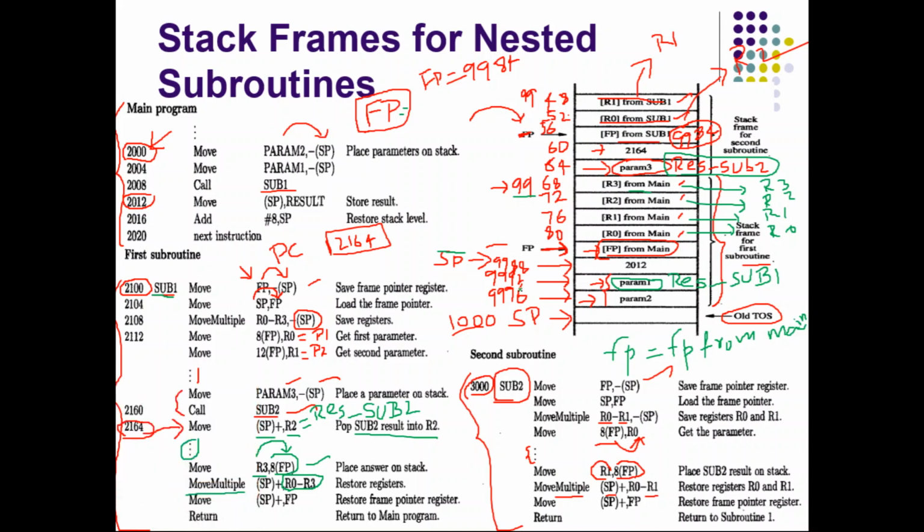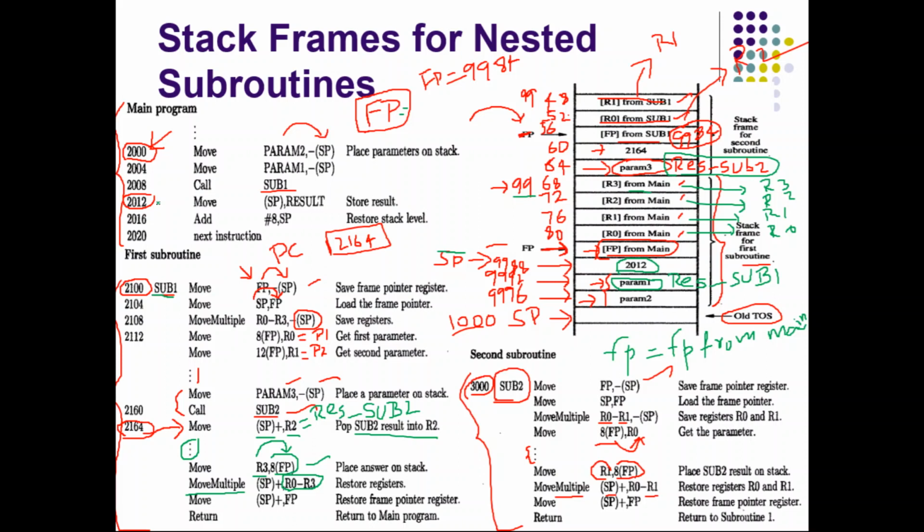So return means return to the main program. Now you can see here, this is the address to which the control should return. Control should return to which address? 2012. Control should return to the address 2012.